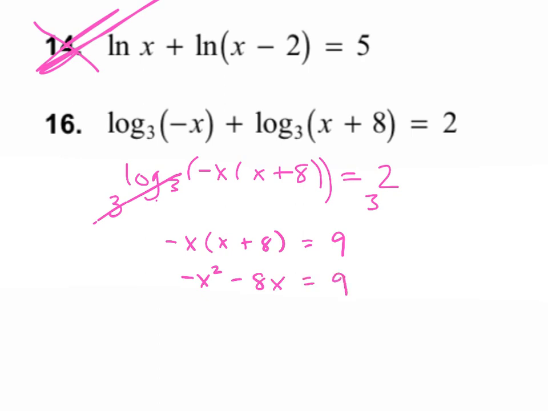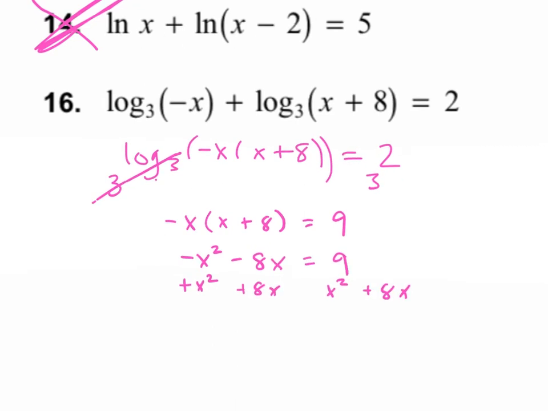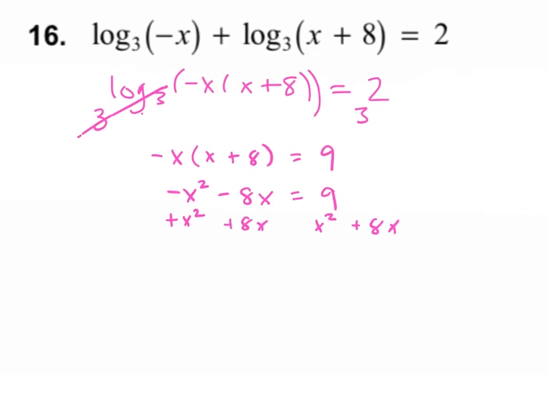I could subtract the 9, but instead of doing that, I want to make my x squared positive just to make my life a little bit easier. So I'm going to add x squared to move it to the other side and add 8x. So I'm just moving everything to the right to make it positive. You could always move the 9 to the left and then divide by negative. Totally works. However you want to do it, that's fine. So I have 0 is equal to x squared plus 8x plus 9.